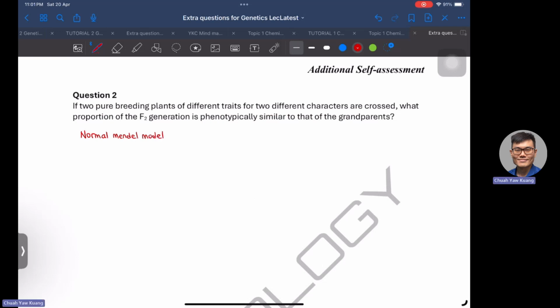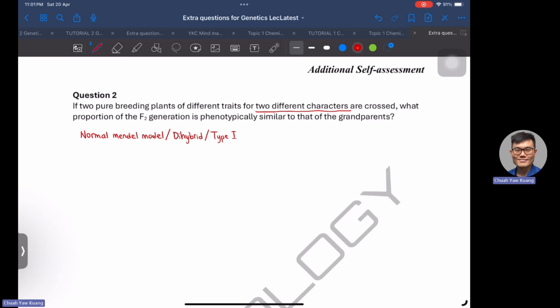And since it is looking at two different characters at the same time, it's involving two genes. So it is the dihybrid form. And to solve this type of question, we will still use the type 1 method: find the genotype of the parent, then find the gametes that can be produced, and lastly do the cross. So we will do the same thing.